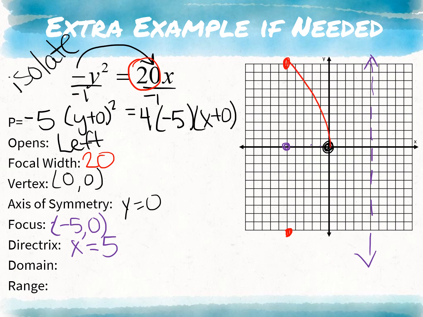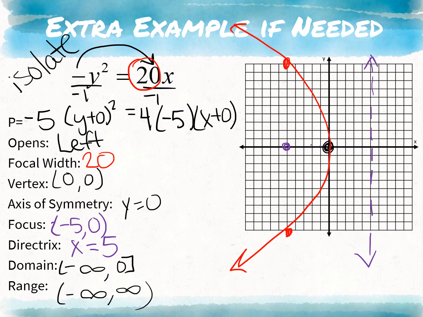So that means I have a super wide parabola opening to the left. Well, when you have a larger p-value, you have a wider parabola. My domain is forever left and to the right at 0. Therefore, my range is the negative infinity to infinity.